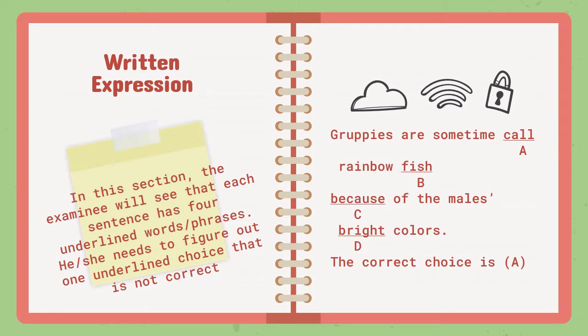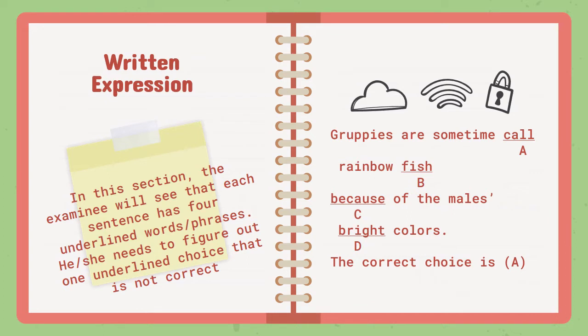For example, okay, guppies are sometimes called rainbow fish because of the male's bright colors. Look at this question. A, call. B, fish. C, because. And D, bright. We must choose the wrong one.